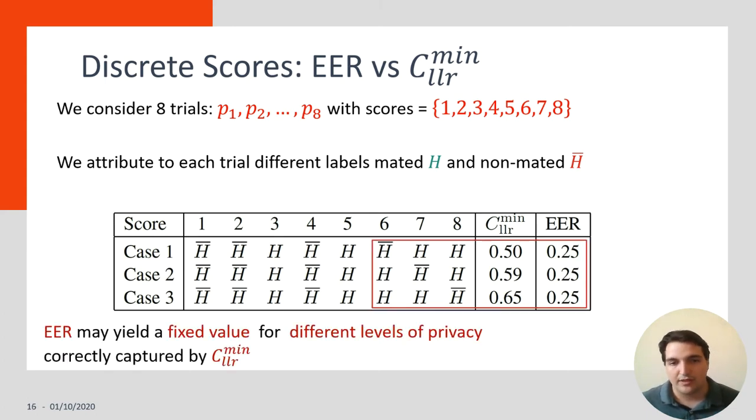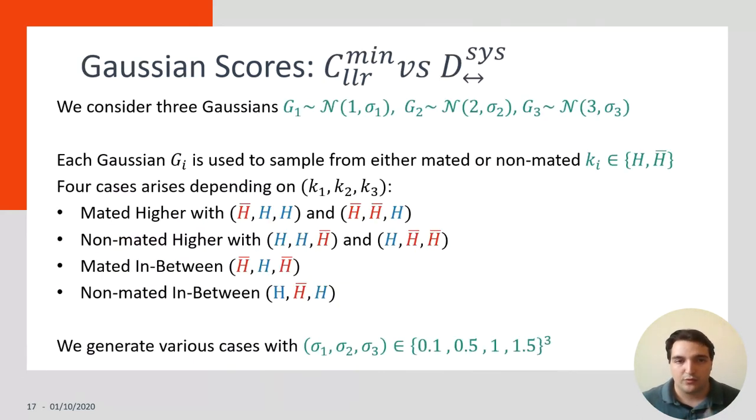For the example chosen here, we have 3 cases. We see that LLR min gave different levels of privacy while EER gave a fixed value. This is to show the generality of LLR min compared to EER that focuses on one single threshold. Let's move to another experiment on simulated data. Here, in this case, we're going to compare LLR min with DCs using Gaussians.